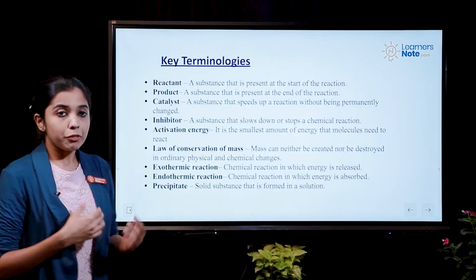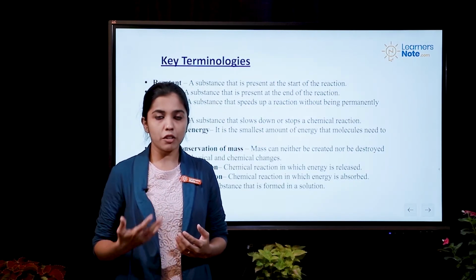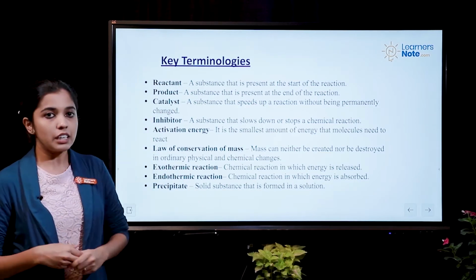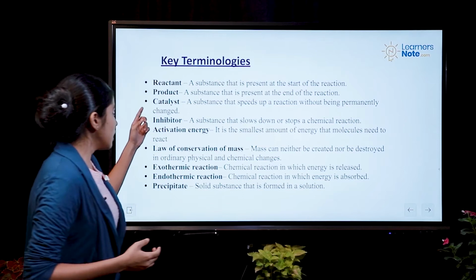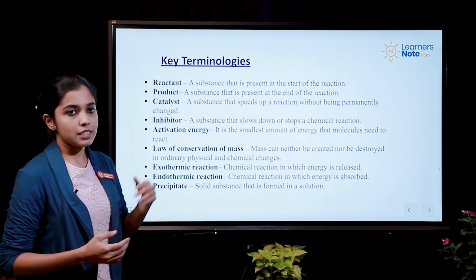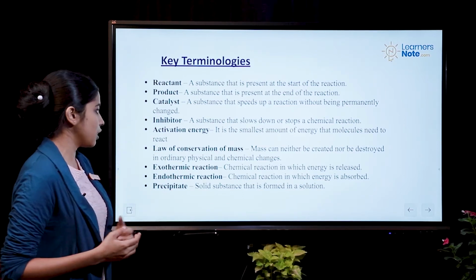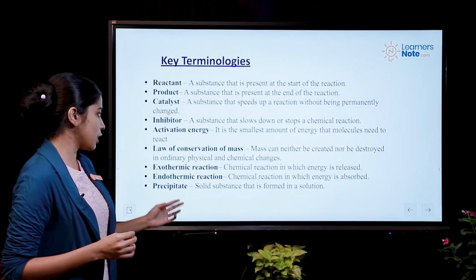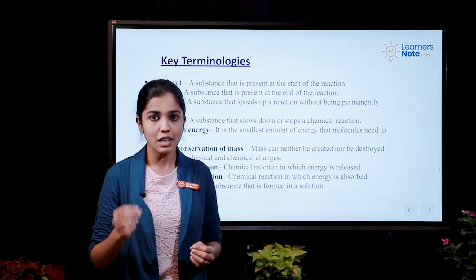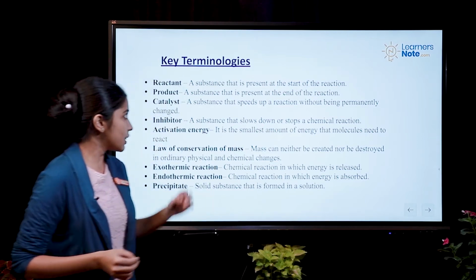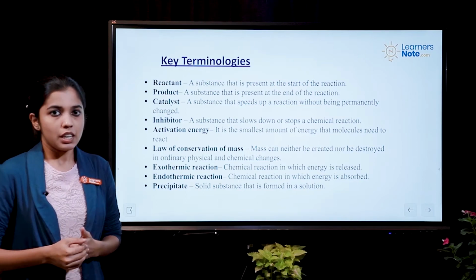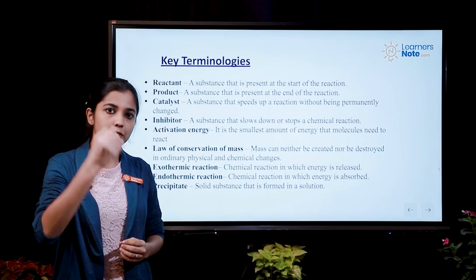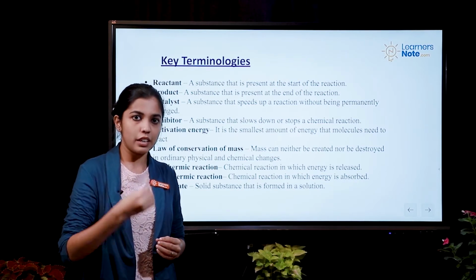Before you learn chemical reactions, there are a lot of terminologies that you need to keep in mind. The key terminologies involved in chemical reactions are reactants, products, catalysts, inhibitors, activation energy, law of conservation of mass, which is very important, then exothermic reaction, endothermic reaction, and the term precipitate. So let's look into all these terminologies. First one is reactant. The substance that you give in to a reaction is called reactant.